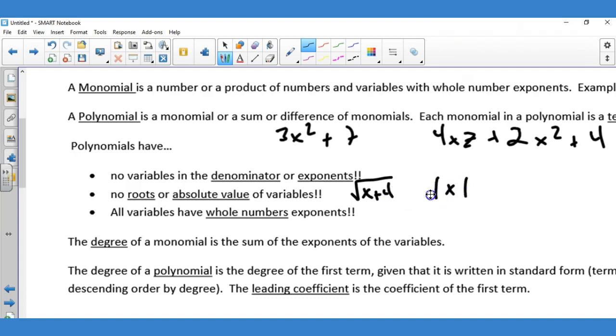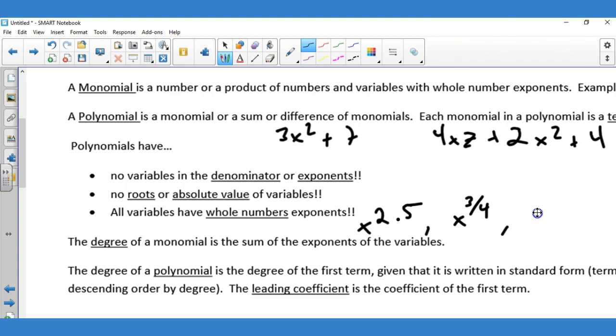These are not polynomials. All variables must have whole number exponents. This one is a polynomial, because all your variables have whole number exponents. This, x raised to 2.5, that's not a whole number, so that is not a polynomial. Something like x to the 3/4, that's not a whole number either, so that's not a polynomial.